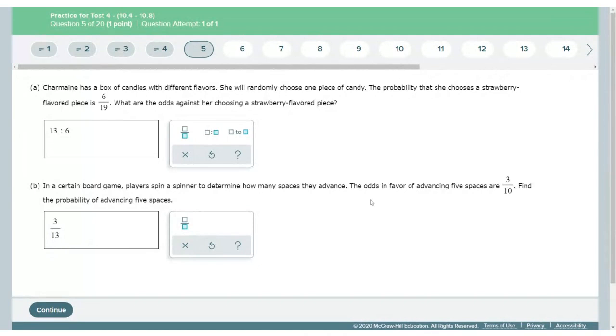All right, any questions about it? That one's definitely the one that I understand the least. I'm not sure where my disconnect is. Okay, it's odds in favor.